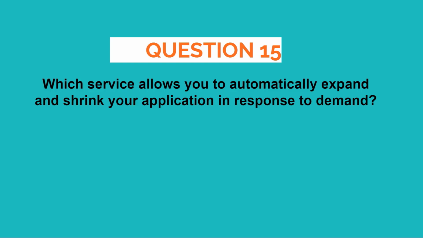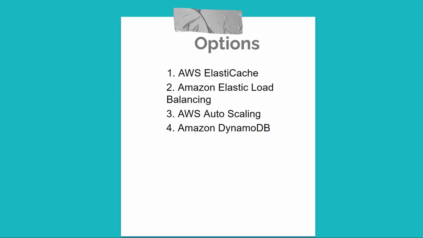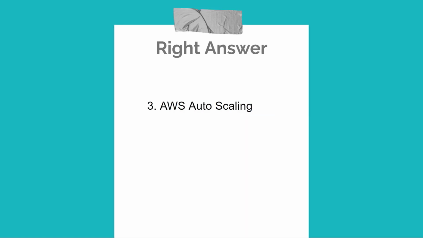Question. Which service allows you to automatically expand and shrink your application in response to demand? Option 1. AWS Elastic Cache. 2. Amazon Elastic Load Balancing. 3. AWS Auto-Scaling. 4. Amazon DynamoDB. Right answer is 3. AWS Auto-Scaling.